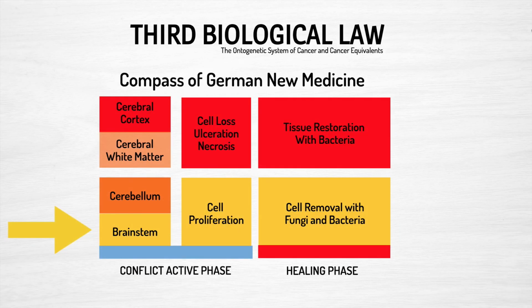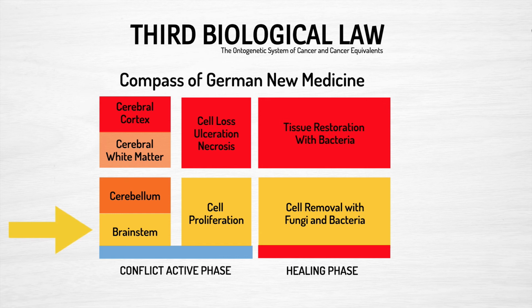Okay, so that wraps up both of those biological programs for the uterine musculature and the uterus and the fallopian tubes. This is a reminder of the third biological law, the compass of German New Medicine. I want to point out, so that you know your way around this compass, the big arrow pointing at the brainstem. That's indicating that this is old brain tissue, and the biological program of things controlled from the old brain, which is the brainstem, also the midbrain, is cellular proliferation during the conflict, and then typically cell removal with fungi and bacteria during the healing phase.